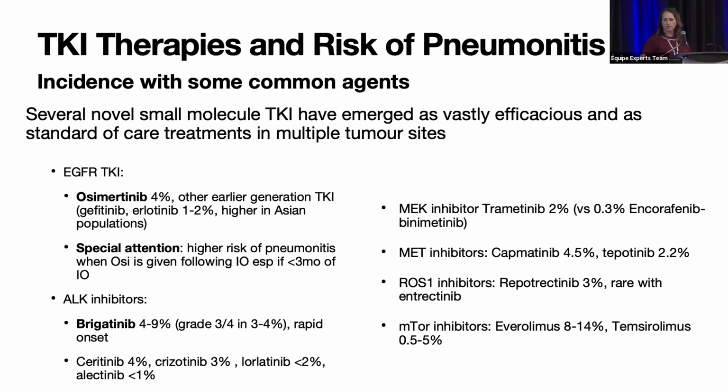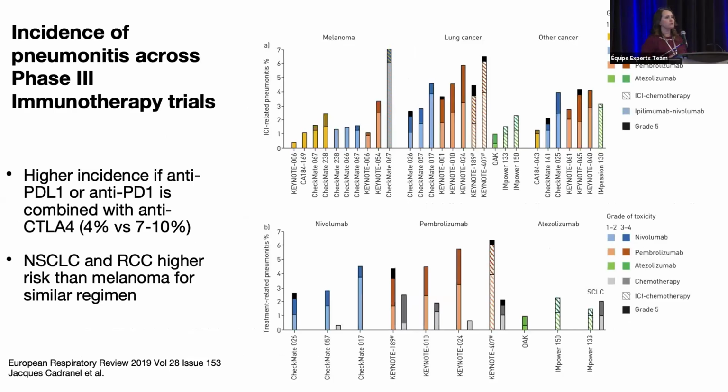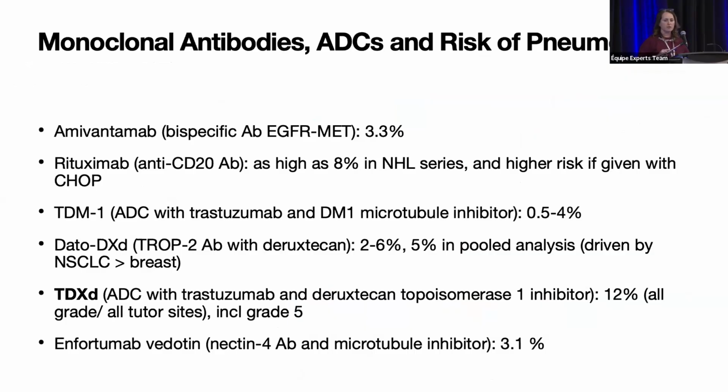And I listed a few others here with an incidence of anywhere between maybe 2 to 5%, but something like everolimus has a higher incidence, somewhere in the range of 10 to 15%. If we're looking at immunotherapy trials, across all tumor sites or all different types of molecules, we're sitting in that 4 to 6% range. It's a little higher when immunotherapy is combined with a CTLA-4 inhibitor. And we do see that in non-small cell lung cancer, it's a little higher than other tumor sites, same with renal cell cancer.